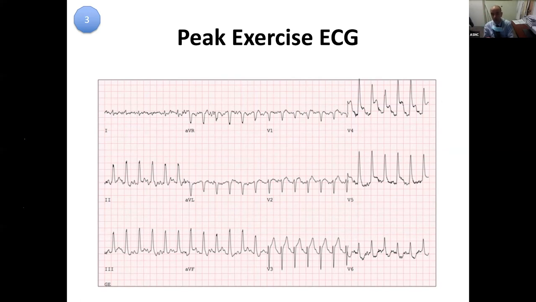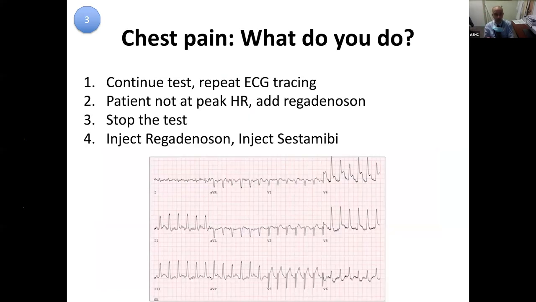So the test was about to be stopped. Actually, okay, what do we do? Continue the test, repeat ECG tracing, patient not at peak heart rate so add regadenoson, stop the test, inject regadenoson, inject sestamibi. Excellent. All responses here are for stopping the test. So if you see ST segment elevations in non-Q wave leads, please stop the test. Do not inject regadenoson. Do not continue the test.